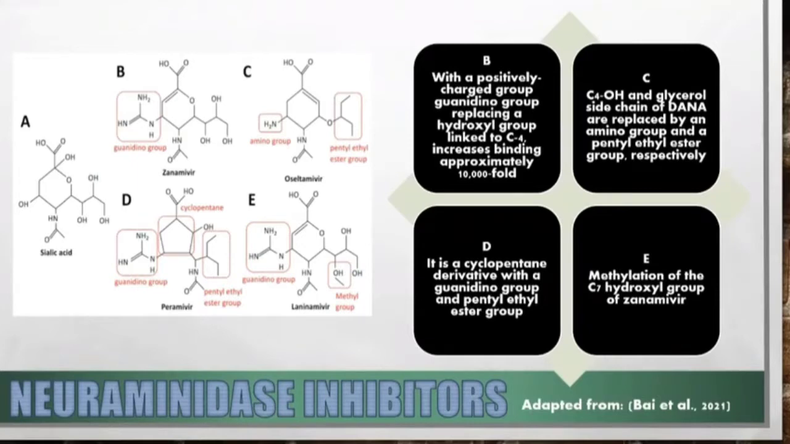For oseltamivir, the C4 hydroxyl and glycerol side chain of DANA are replaced by an amino group and a pentyl ether group respectively. For peramivir, it is a cyclopentane derivative with a guanidino group and a pentyl ether group. For your information, cyclopentane is known to exhibit potent and selective inhibitory effects, especially on influenza virus neuraminidase. And for laninamivir, it is actually the modification of zanamivir where methylation occurs on the C7 hydroxyl group of zanamivir.